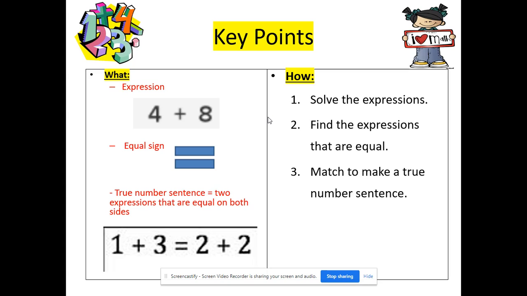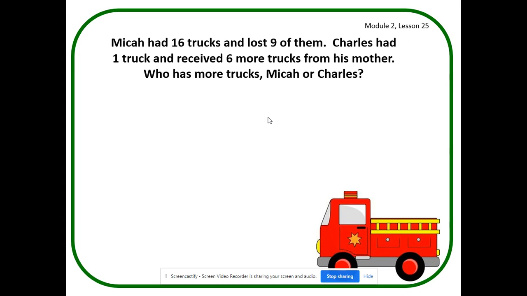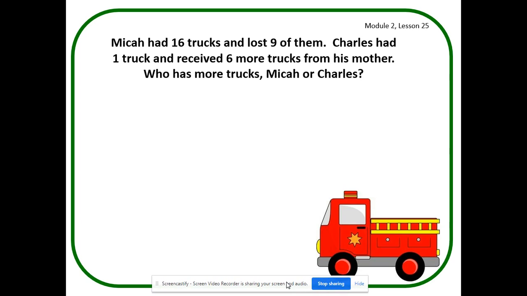Ready? Here's the problem. Micah had 16 trucks and lost 9 of them. Charles had 1 truck and he received 6 more trucks from his mother. Who has more trucks, Micah or Charles? So we want to know who has more trucks. But both boys had something different.